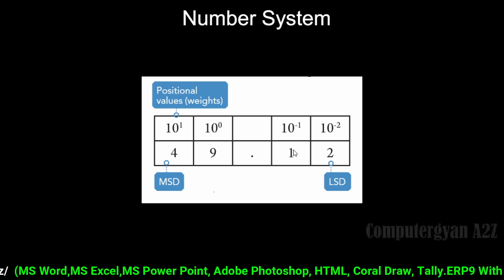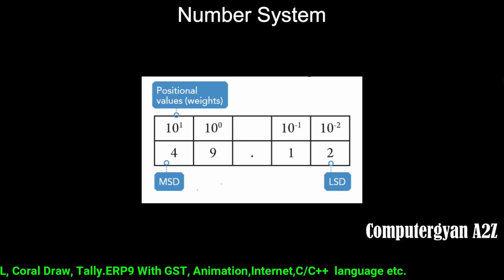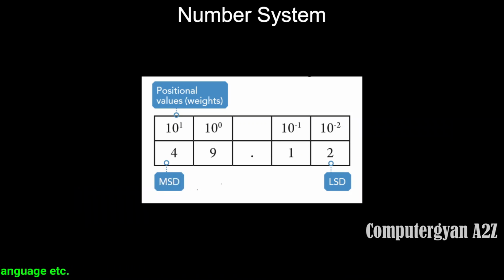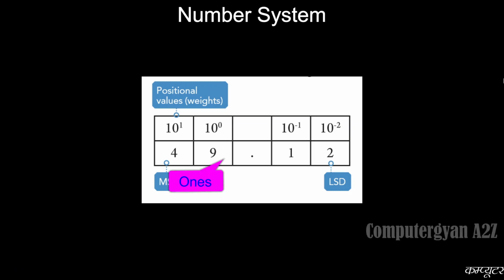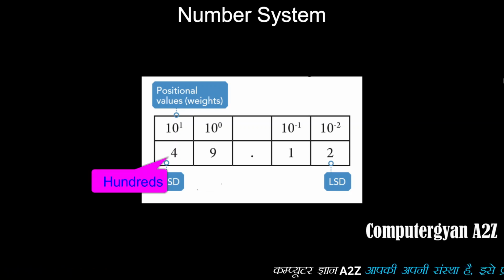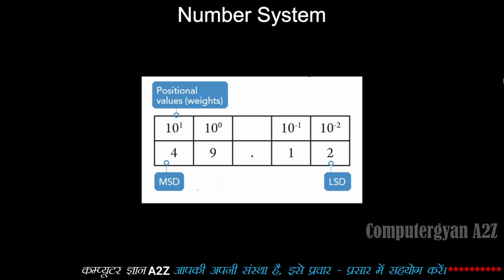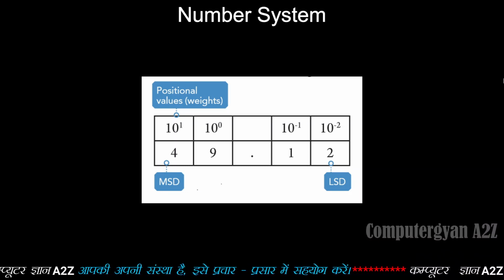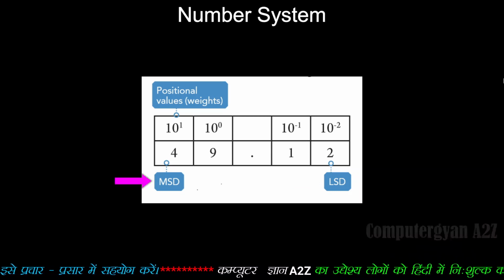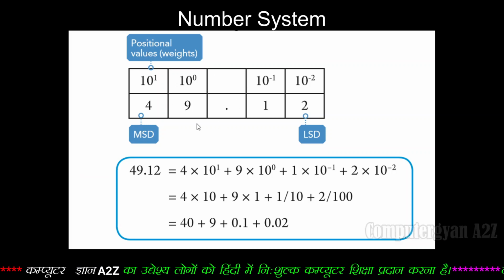In our example, there are 2 hundredths, and the positions to the left of the decimal point are called the whole number places. The digit at the first place to the left of the decimal point shows the position ones, and the next position to the left is the tens. The rightmost digit is called the least significant digit or LSD, and the leftmost digit is called the most significant digit or MSD. I have expanded this number by using the above table.